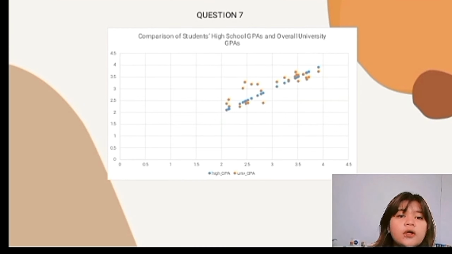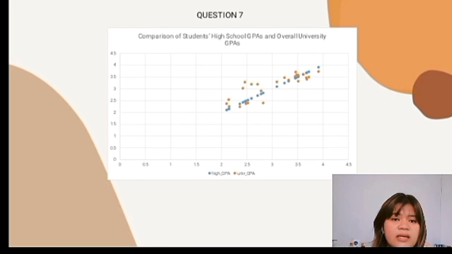For question 7, of the comparison of students' high school GPAs and overall university GPAs, in this scatter plot, we can see that the student high school GPAs was static compared to the overall university GPAs. Their high school GPAs have a strong and positive association, while the overall university GPAs is no relationship.